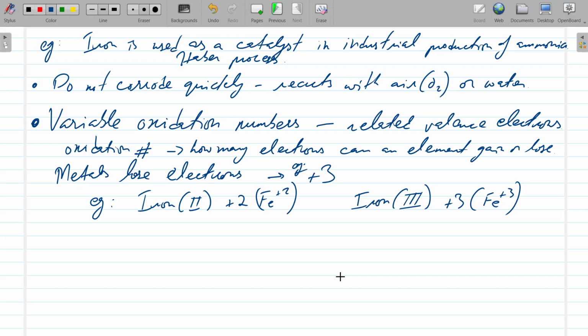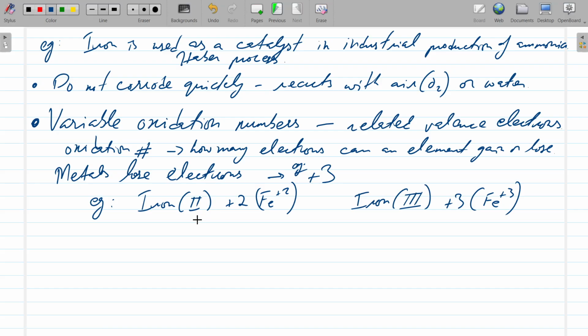Now, why this happens is beyond the scope of your syllabus. Electrons move between their orbitals and gain energy and so on. So it is not part of your syllabus, but this is something that happens. So an example is iron, where we put iron 2 and iron 3.